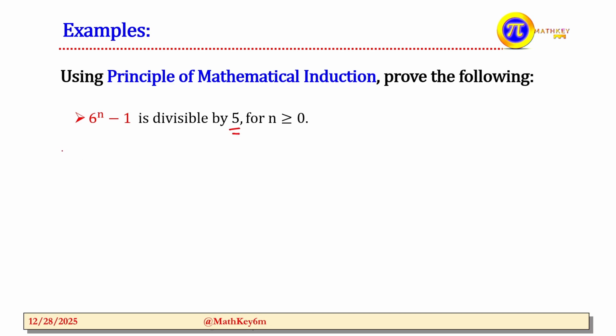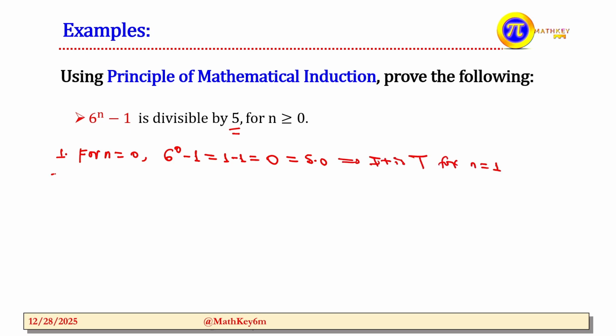So the first thing that we will try to show is to check for n equals 0, the starting point, which implies 6 to the power of 0 minus 1. 6 to the power of 0 is 1, minus 1, which equals 0, which equals 5 times 0. So this shows that it is true.